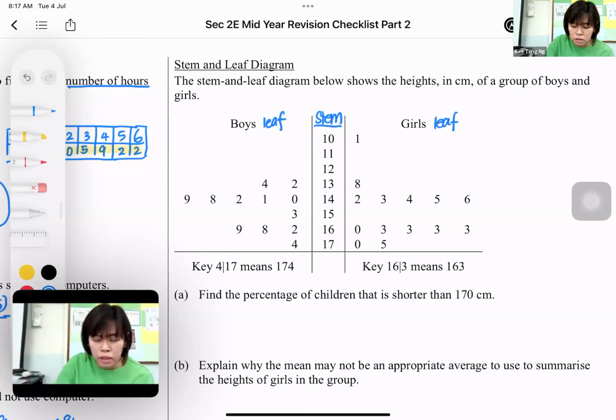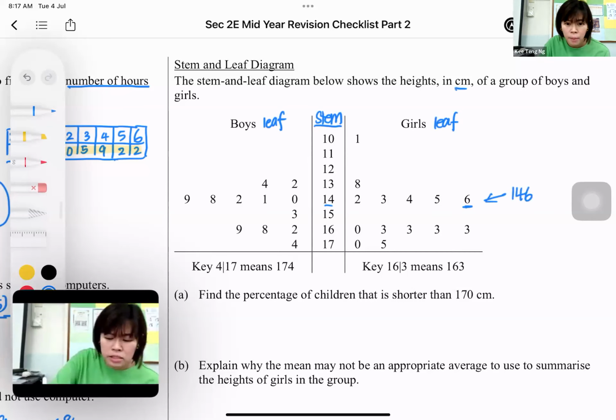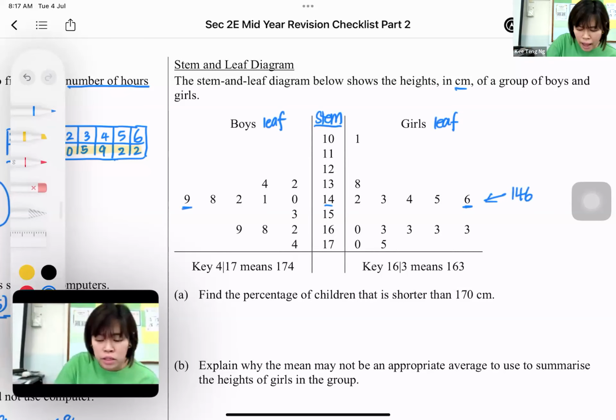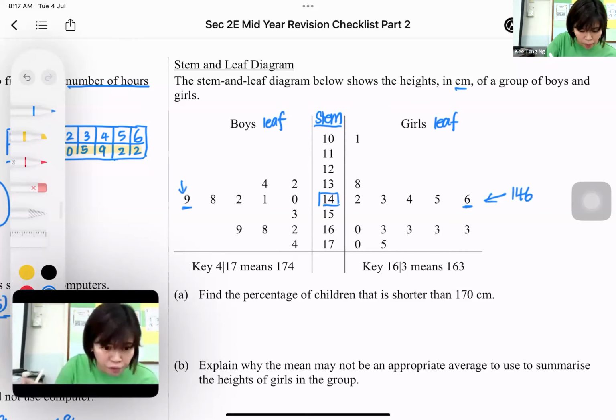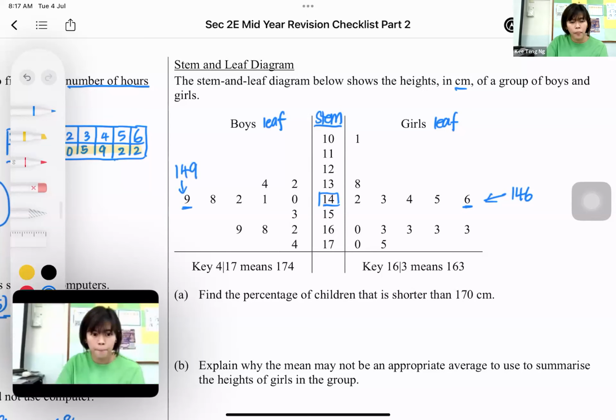So if I look at the girls, let's say this digit over here, this comes from the stem 14. So this data value will be 146 cm. Okay, the height is in cm, right? But if I look at this data value over here, the stem comes from 14. So this data value is actually not 914, but 149 cm. Okay, so please take note.